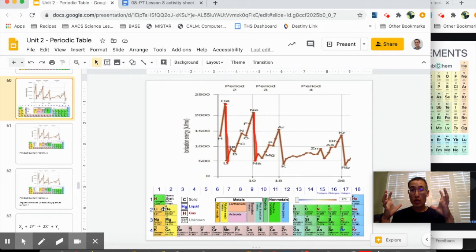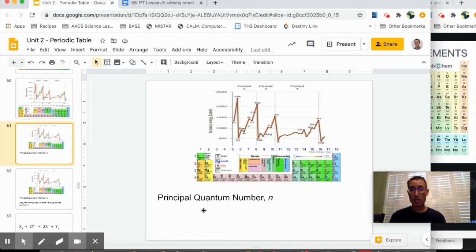So every time we go down a row in the periodic table, we say that the electrons are a little further away. It's in a different shell, or what we're going to call in AP Chem the energy level. And that's described by this first thing here.